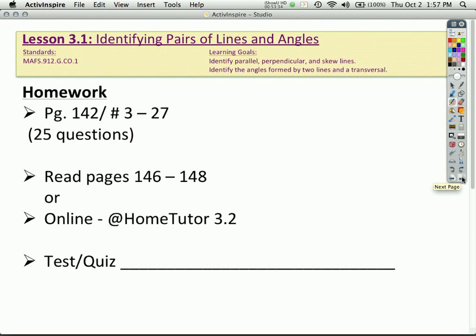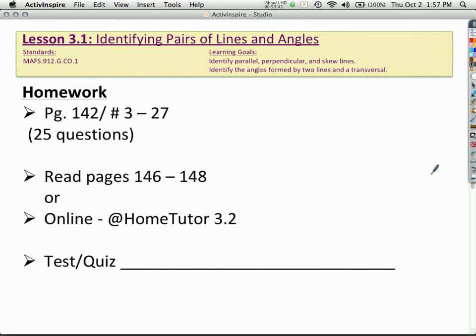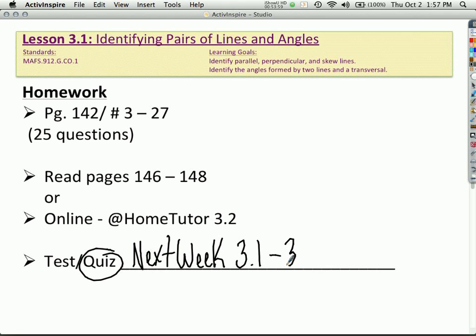All right, draw a line across your paper indicating the end of today's new lesson. Your homework is on page 142. You're doing numbers 3 through 27. That's 25 questions. Then you're going to read the next section or do the at-home tutor. And you're going to have a quiz next week. And that will be on 3.1 to 3.2.